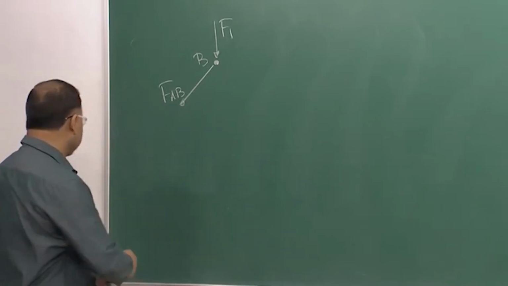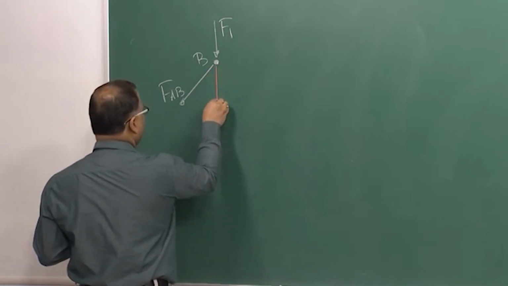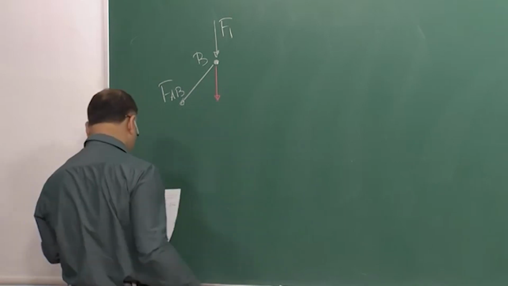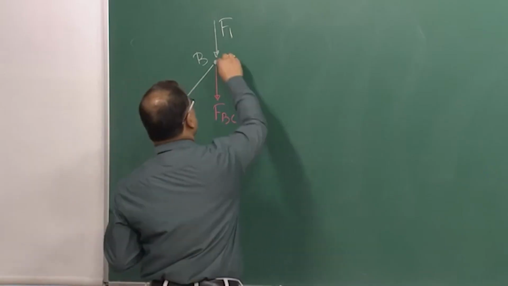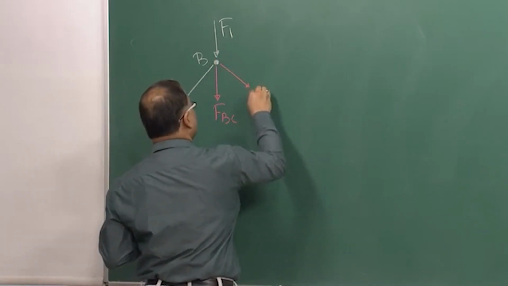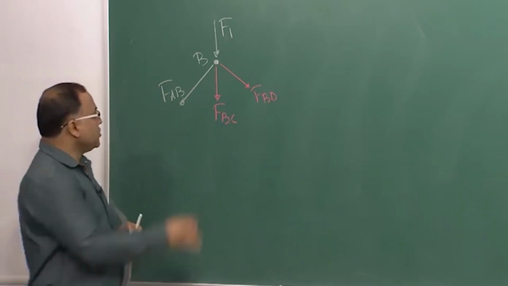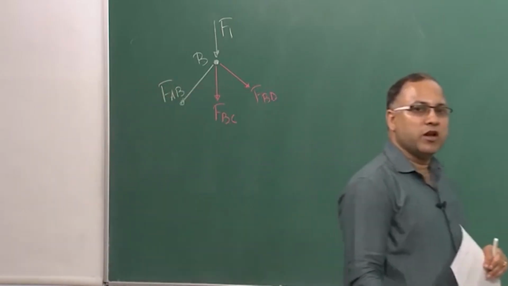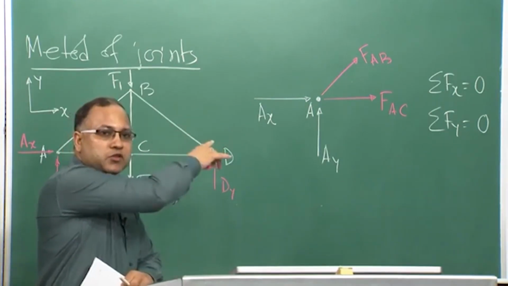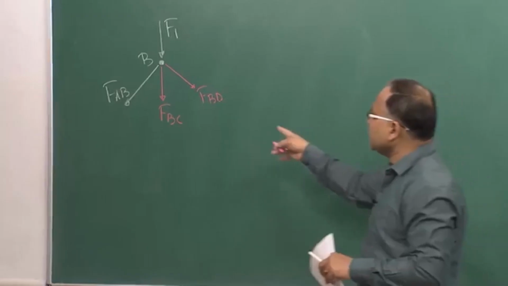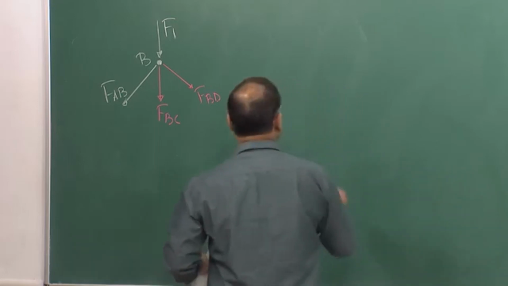Now, what are the unknown forces at joint B? FBC and FBD. So, these two are unknown forces at joint B. Again we have two equations, summation of Fx equal to 0 and summation of Fy equal to 0. So, two equations, two unknowns, again we can solve it. Now, after solving joint B, we are moving to joint C.